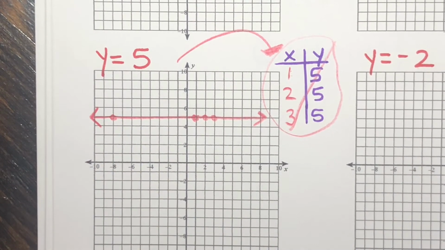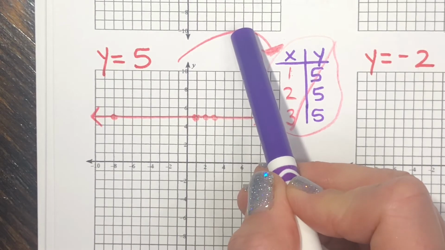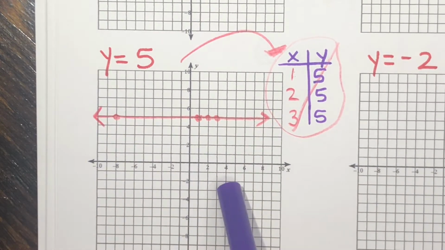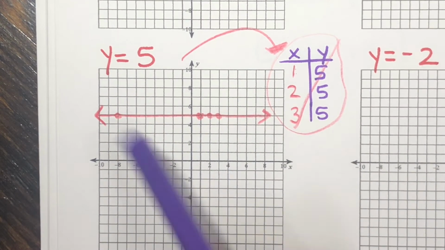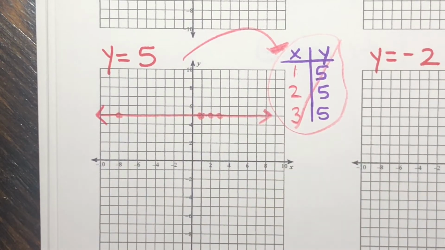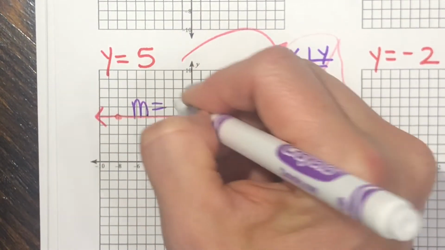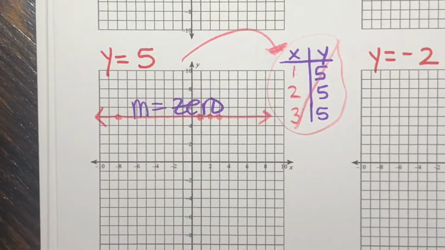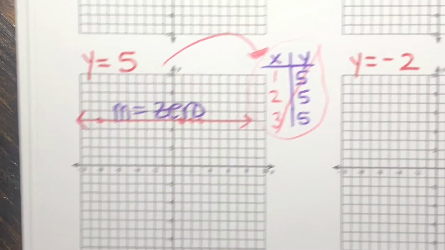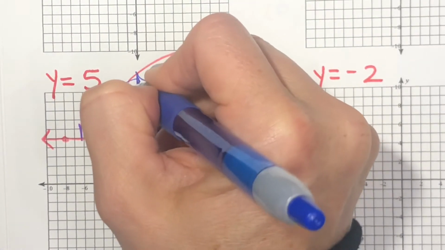Hey, what kind of slope does a horizontal line have? Remember that it's not going up from left to right, so it's not positive. It's not going down from left to right, so it's not negative. And if it's not positive or negative, you told me that this line had a slope of 0, and you would be absolutely right. Let me show you what this looks like.